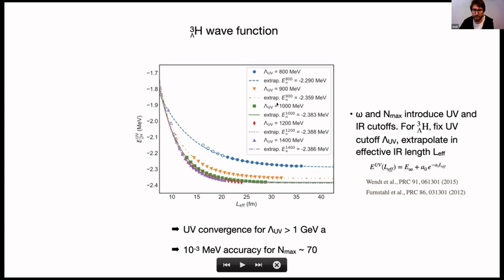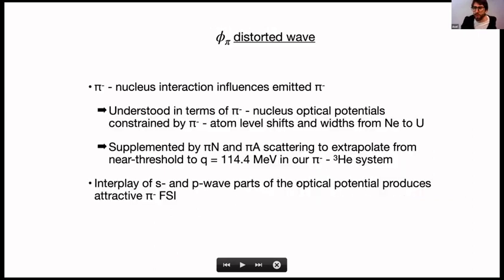So for a large enough lambda UV, that's 1 GeV, the green, red, and purple points, all the values, the extrapolations of these lines, span a very small range of values for the energy. And it will happen the same for the decay rate with a very similar exponential fit. The accuracy is also good and it's well converged. So that was for the nuclear wave functions.